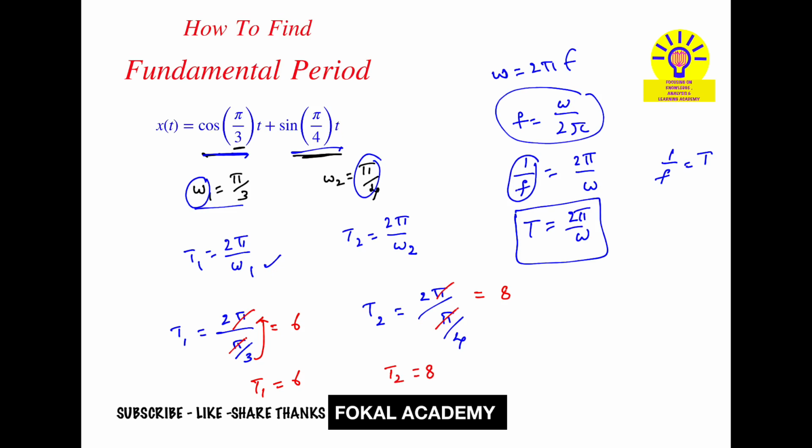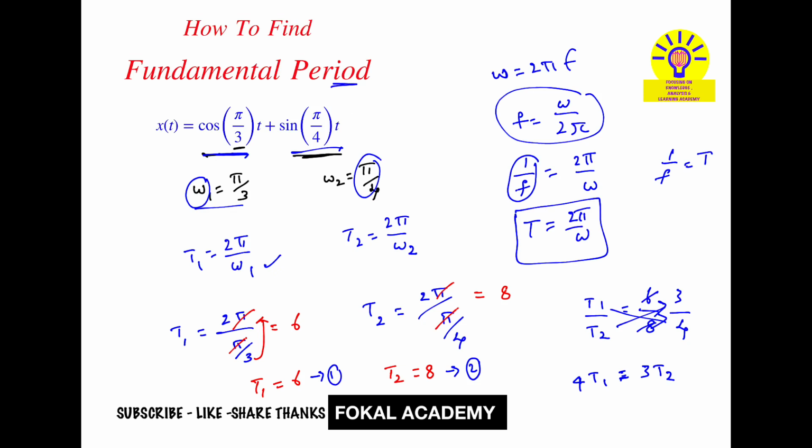Now we have the individual time periods, that is T1 = 6 and T2 = 8. Now we can easily find the fundamental period. So let's consider this as equation 1 and this as equation 2. Divide on both sides, it becomes T1/T2 = 6/8. Simplify it, it becomes 3/4. Now cross multiply: 4T1 = 3T2.